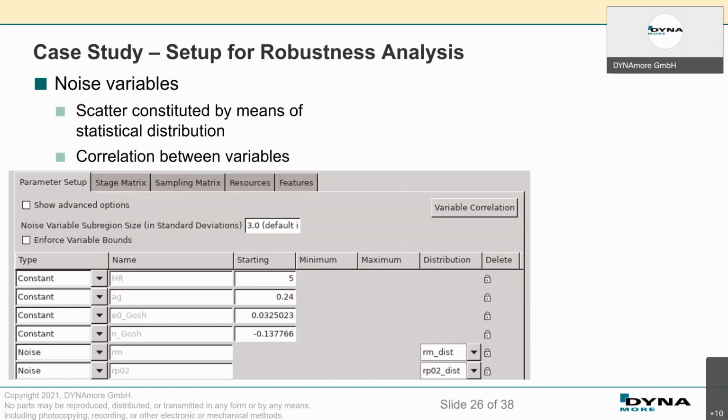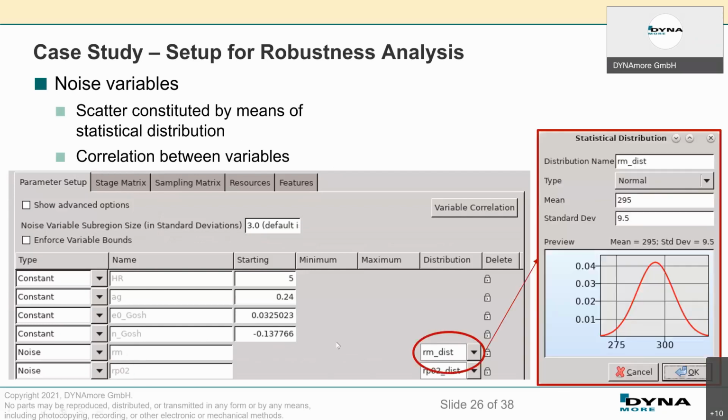Then we need to define the distribution, the scatter of our parameters. This can be done in a robustness analysis by specifying noise variables. Noise variables are defined by just the name of the variable, like what you see here. And additionally, we need to specify a distribution, and here we use the values we got from the PhD thesis for the mean value and the standard deviation of the parameters.